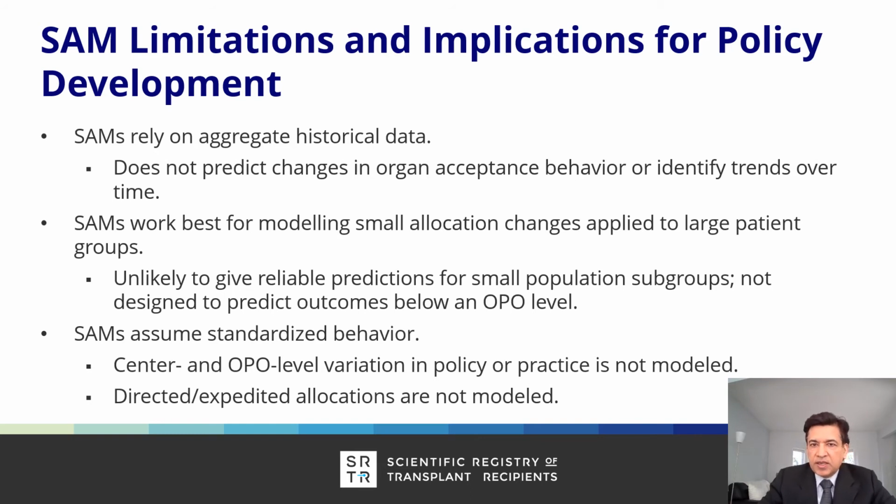SAMs have limitations, and this has implications for policy development. The SAMs rely on aggregate historical data. They do not predict changes in organ acceptance behavior or identify trends over time. The SAMs work best for modeling small changes applied to large patient groups, so it's unlikely to give reliable predictions for small population subgroups. So it's not designed to predict outcomes below an OPO level, for example. The SAMs assume standardized behavior across the country. Center and OPO level variation in policy or practice is not modeled, and directed or expedited allocations are also not modeled.